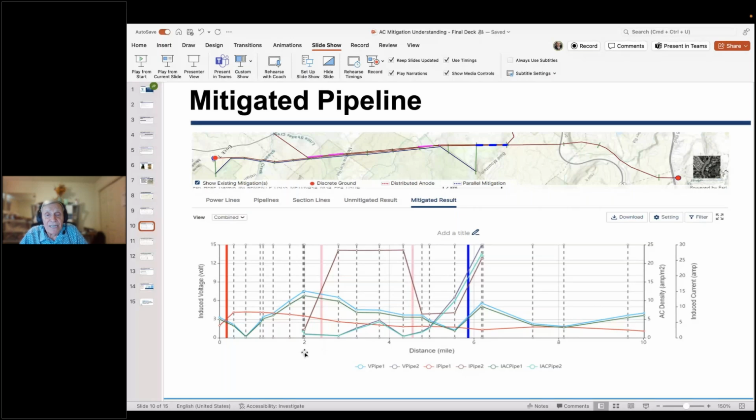Now I deliberately put in the parallel mitigation over here. And you notice it doesn't quite have the effect of the other ones. It didn't bring it down as much. And I just wanted to show you the difference.